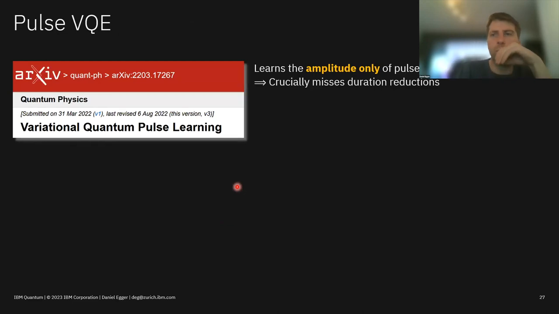But before that, I also want to go over some of the previous literature that was published in, let's say, the last year on the topic, because there has been quite a lot that was done. So in this paper here, the authors learned the amplitude only of the pulses, and they show that this has some benefits. Crucially, however, the problem here is that this misses, let's say, reductions in the duration, which would make a better usage of the coherence time.